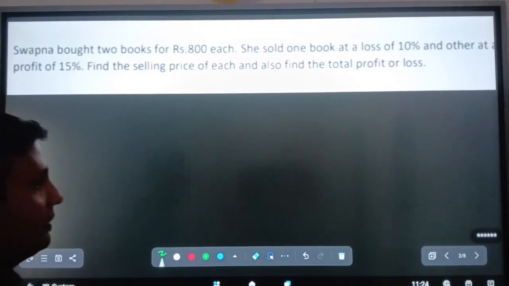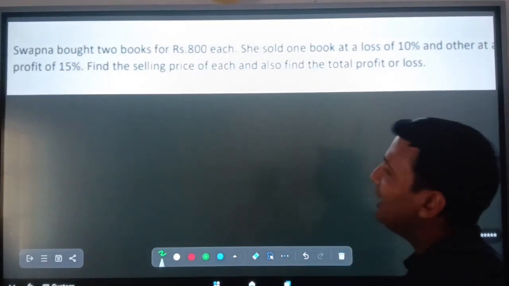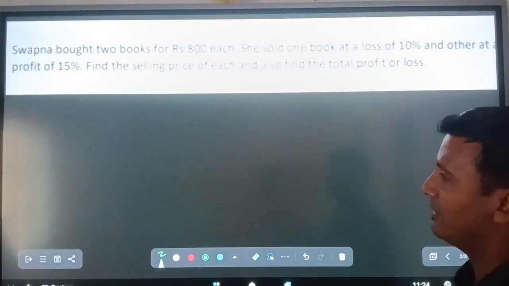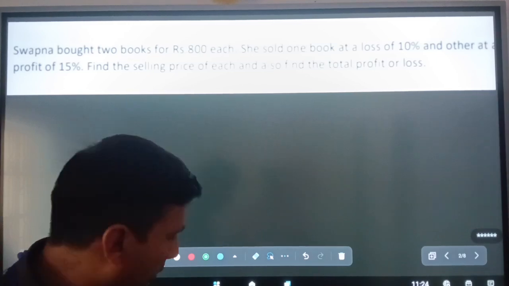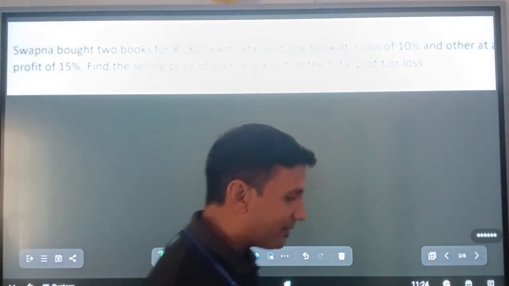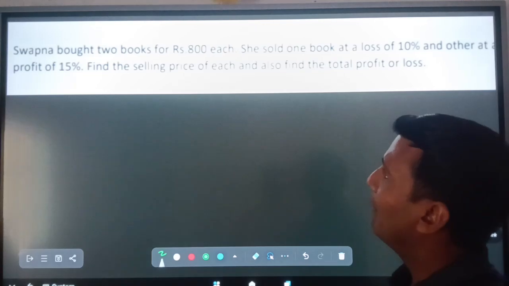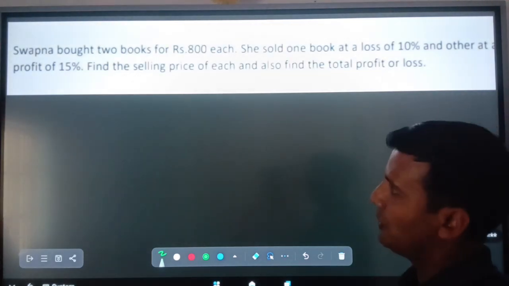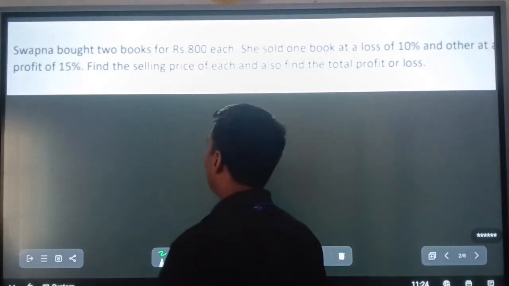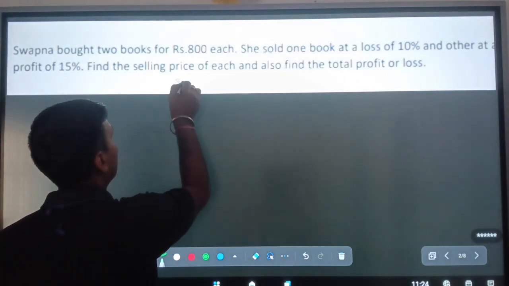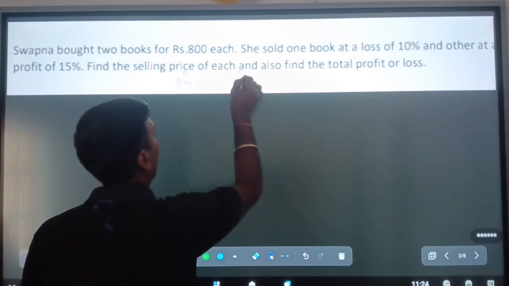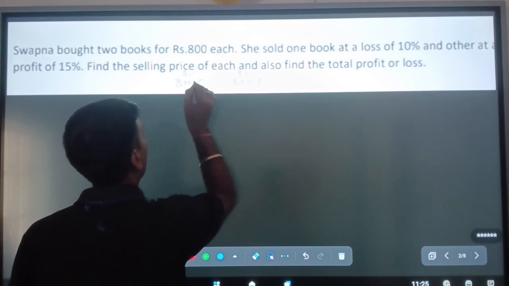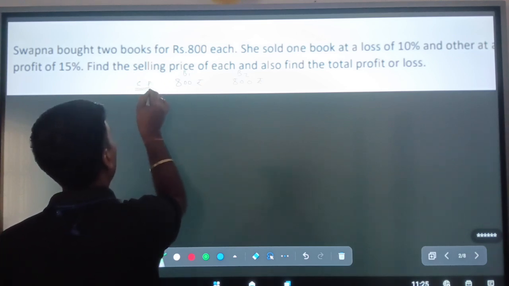Now, this is another question which is the application of percentage, as I discussed earlier. It is a question of profit and loss, and profit and loss, discount, all come under the application of percentage. So what does the question say? The question is saying that Swapna bought 2 books for rupees 800 each. What had she invested? She had invested 800 for each book. It means she has 2 books, book 1 and book 2, and the cost prices for both the books are going to be 800 each.